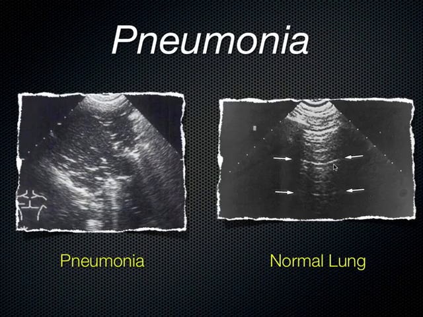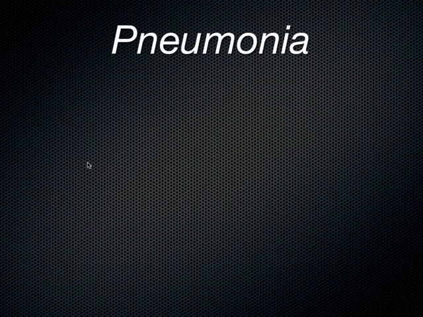You can see the difference between the normal lung with these repeating A lines coming down from the pleural line, caused by the sound-air interface at this pleural line. So we can see this artifact here, or we lose the artifact and we see a consolidation or hepatitization of the lung.